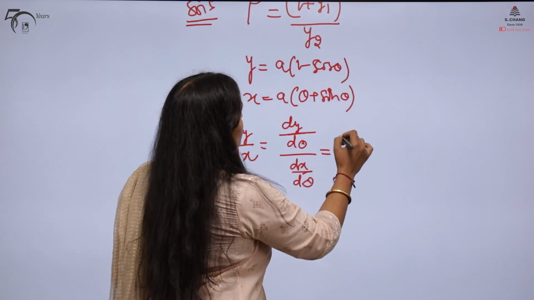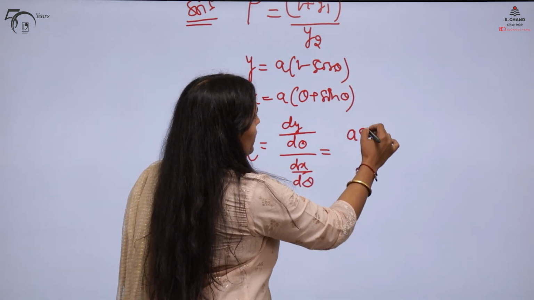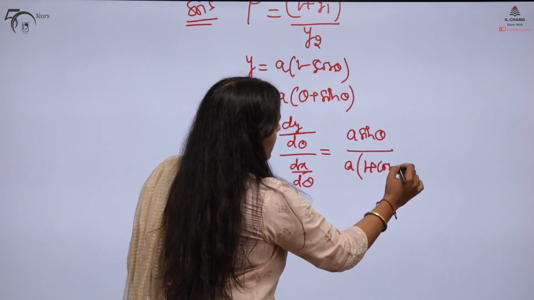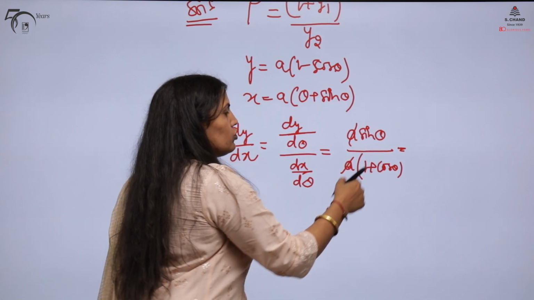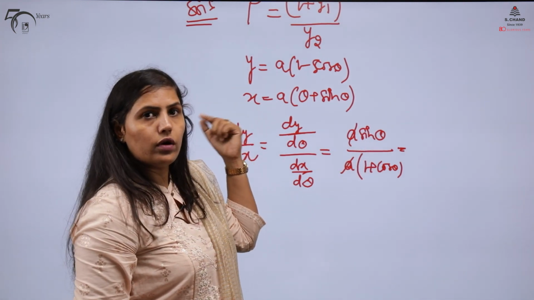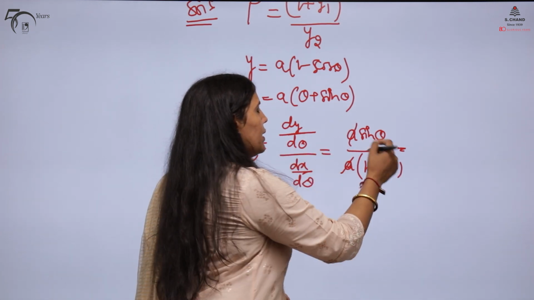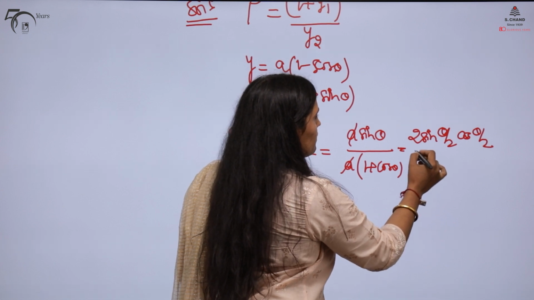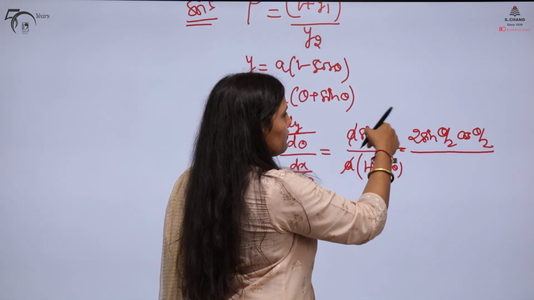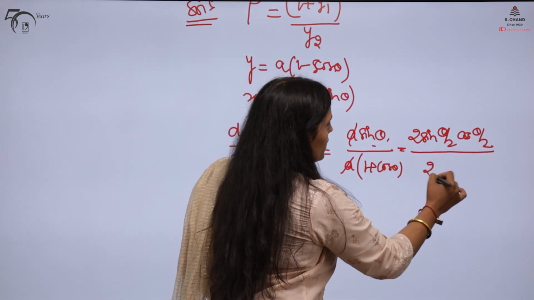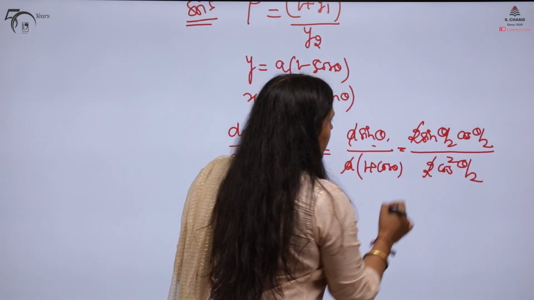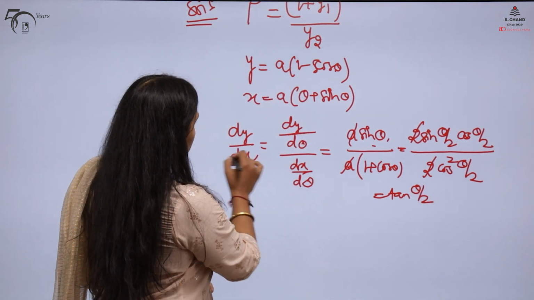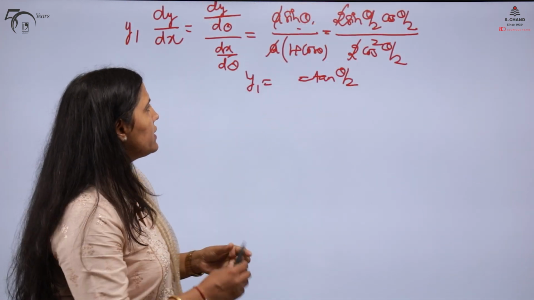Put in the values. The y derivative with respect to theta: the derivative of cos theta is minus sin theta, so ultimately your value will become a sin theta. Then the x derivative is a(1 plus cos theta), the a gets cancelled, and you have to simplify this a little bit, because in your proof in the last part you have the angle theta by 2. So, you will be applying the sin 2 theta formula. This will give you sin theta by 2 cos theta by 2, because you will be considering it as 2 theta, so the angle will become half. 1 plus cos 2 theta is 2 cos square theta by 2. The 2 gets cancelled, cos gets cancelled, and ultimately this is tan theta by 2. This is your first derivative, or you can say this is y1. So, y1 we have got as tan theta by 2.